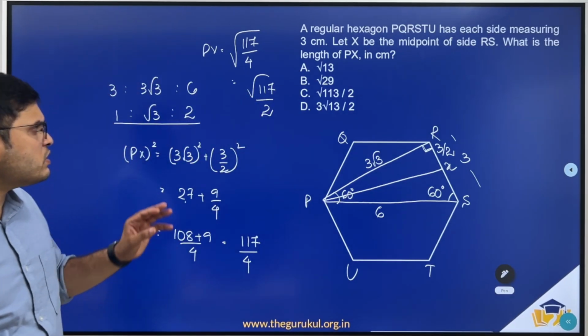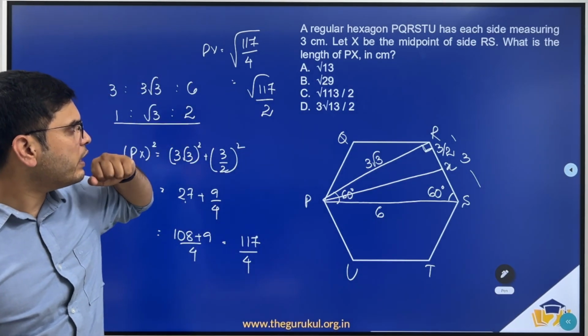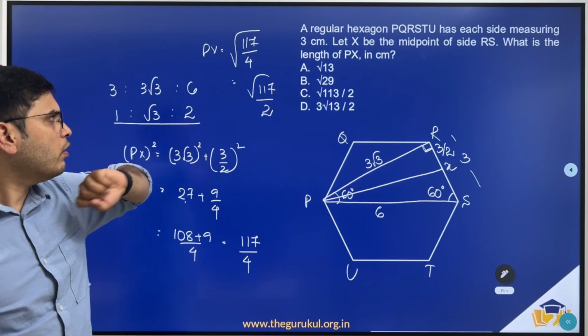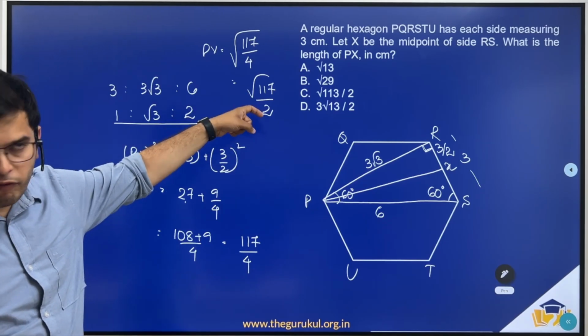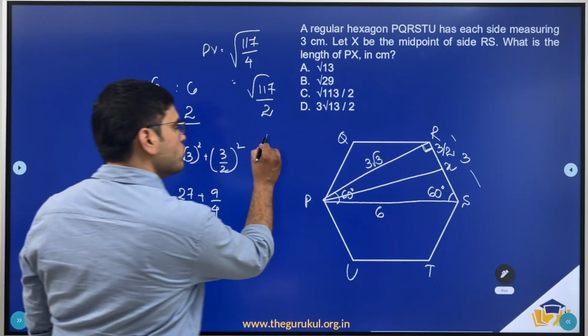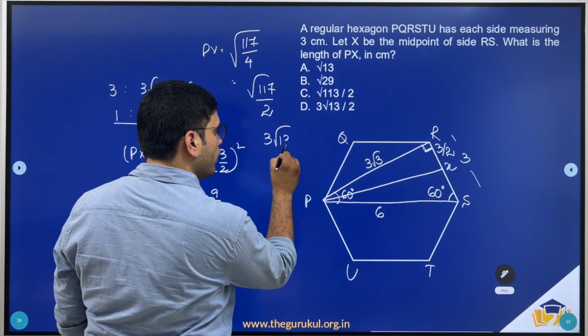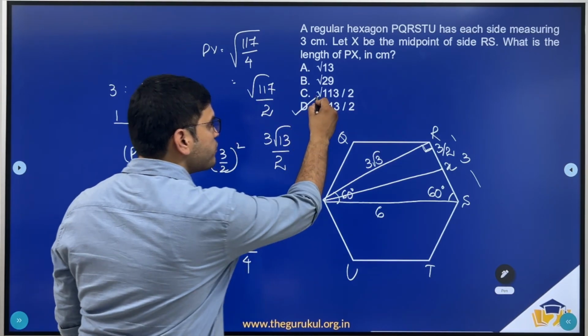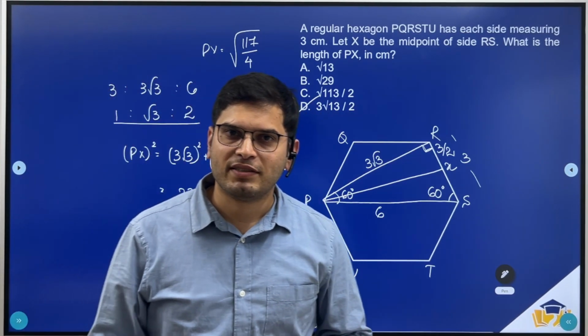Okay, which is not in the options. Now let's see if we can simplify 117. 1 plus 1 plus 7 is 9, so this should be a multiple of 9. Right. So 9 into 13 is 117. So this can be written as 3 root 13 by 2. Hence option D should be the answer to this question.